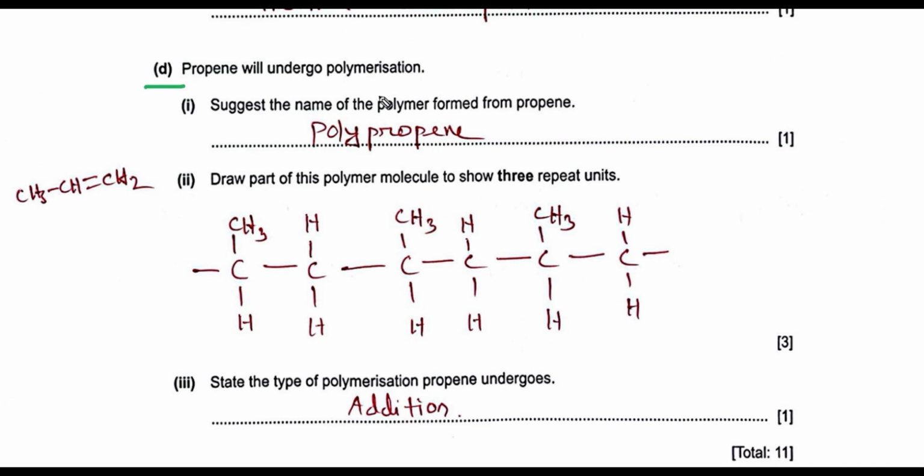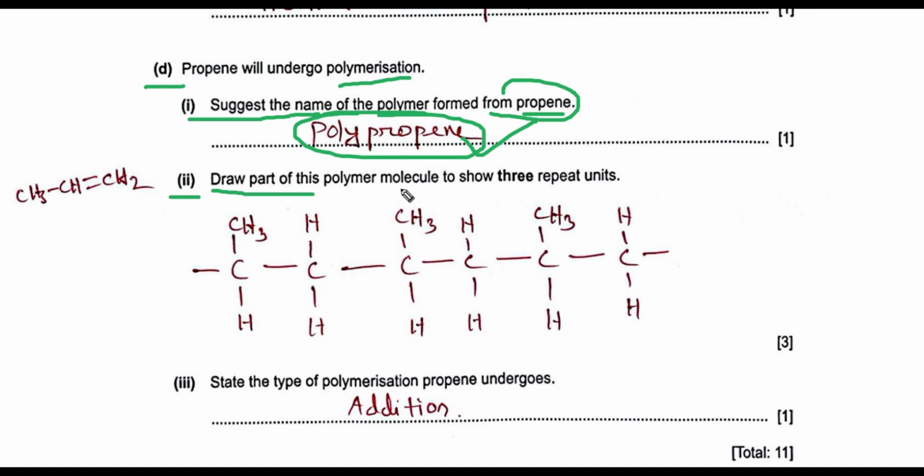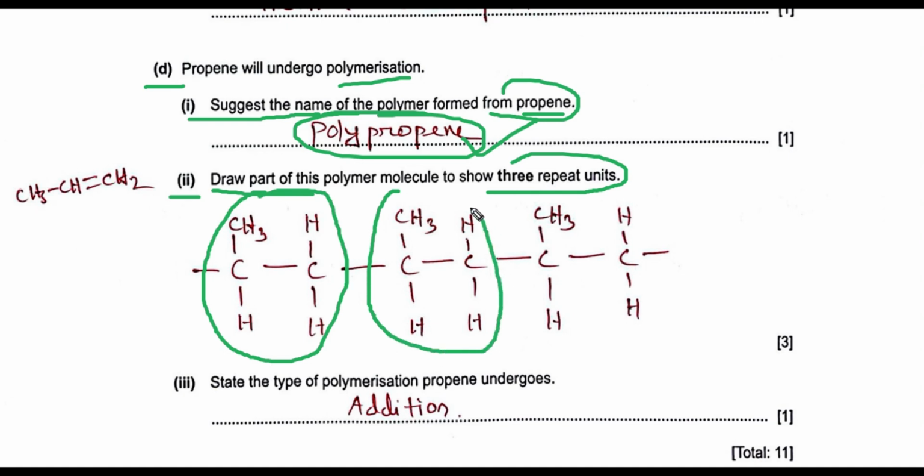D. Propene will undergo polymerization. Suggest the name of the polymer formed from propene. Propene forms polypropene. If ethene forms polyethene, then propene will form polypropene. And number 2, draw part of this polymer molecule to show 3 repeat units. So this is 1 repeat unit of propene, 2 repeat units and 3 repeat units, and 2 bonds open to both sides.